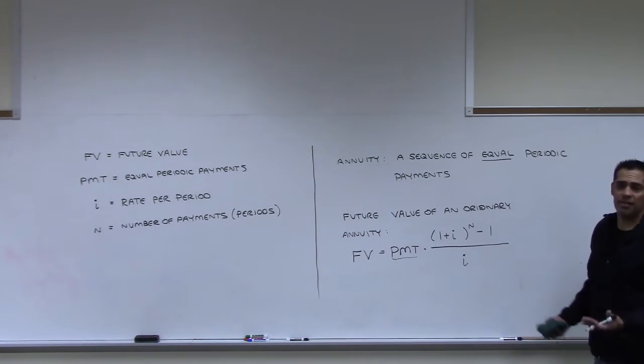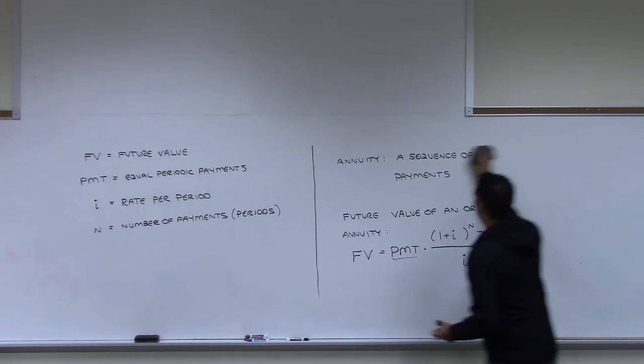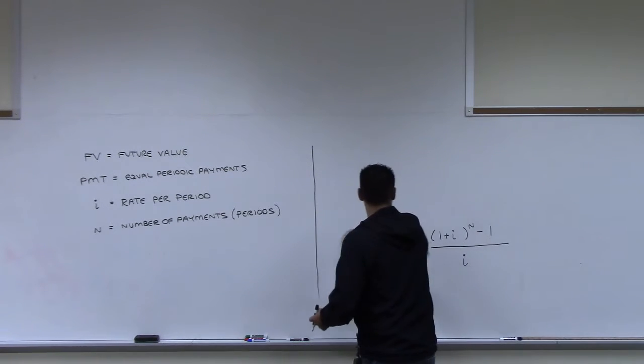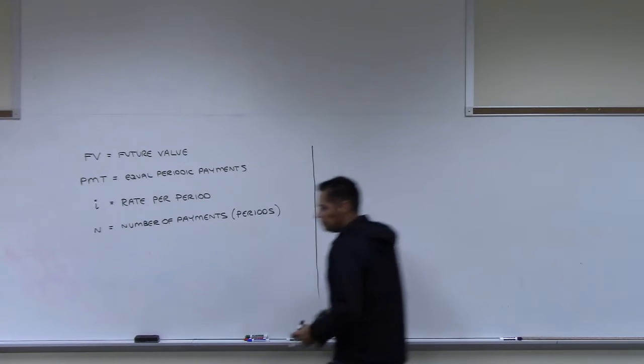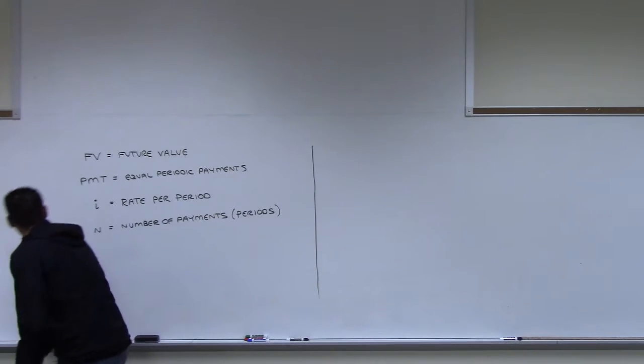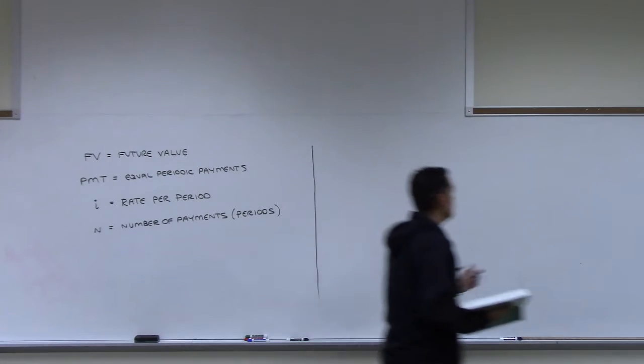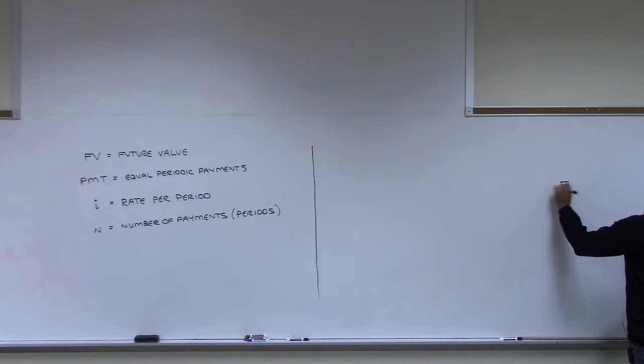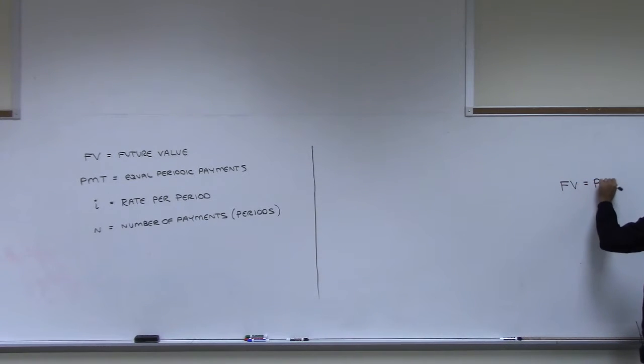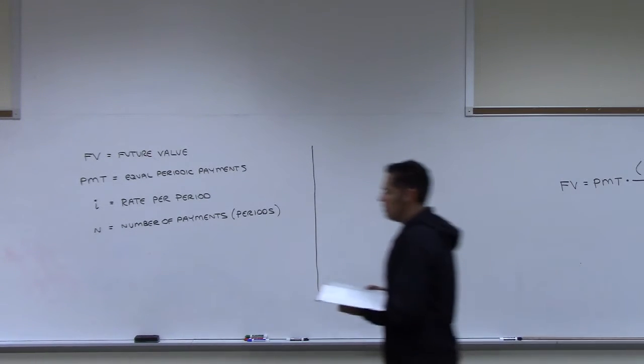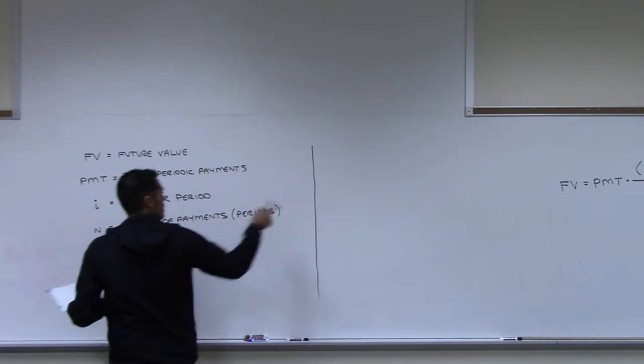Okay, so let's do an example. Let's see how this works. I'm going to have to write the actual problem on the board, so it's going to take me a while. And while I'm doing that, I'm going to write the formula down over here so we can refer to it. This is times, okay, so we've got 1 plus I to the n minus 1 over I. All right, so I'll be using that.